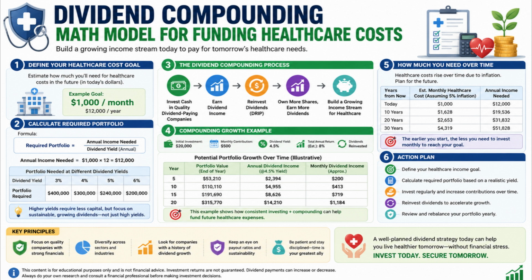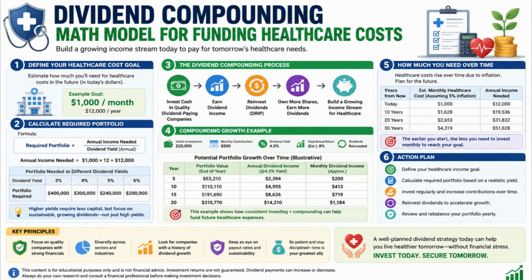Next, we must consider the impact of healthcare inflation. If today's healthcare cost is $1,000 per month and costs rise by 5% per year, the future amount needed may become much higher. After 10 years, the estimated monthly healthcare cost could rise to around $1,628. After 20 years, it could become about $2,653 per month. After 30 years, it could reach around $4,319 per month. This is why planning early is important.